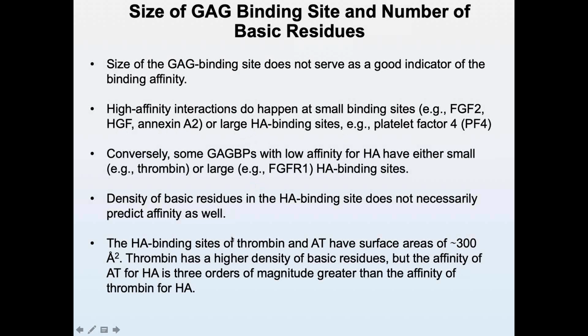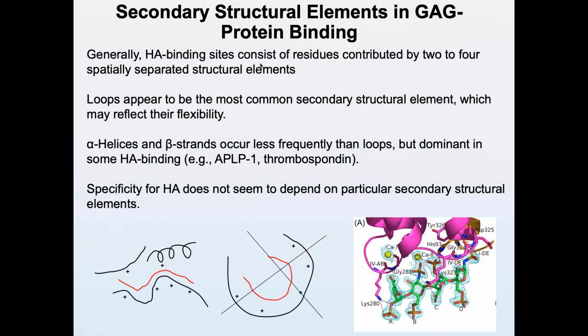Now let's take secondary structural elements. How do they bind to these proteins? In several non-GAG binding proteins, if you look at the binding site, you will see the substrate bound to an active site may be made by one secondary structure. The active site may be made by one, or maybe multiple, but they are very close together.